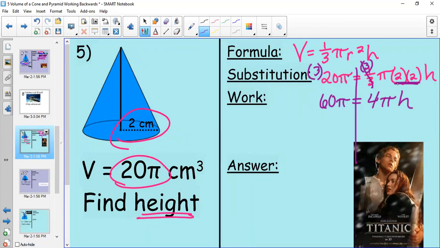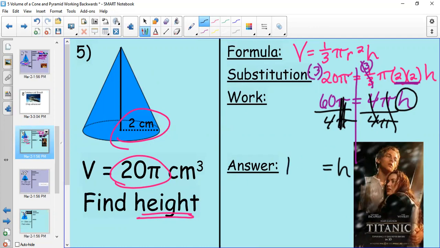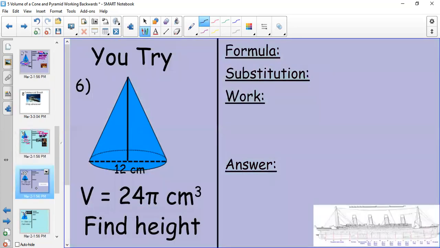Either way. All right, to get your height by itself, we are going to get rid of the 4 pi by dividing by it. And we're going to be left with height equals, pi's cancel out. 60 divided by 4 is 15. So this answer is 15 centimeters. All right, so we just did one together. Why don't you guys pause here and try one very similar to it on your own.